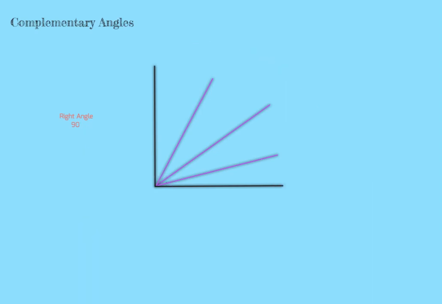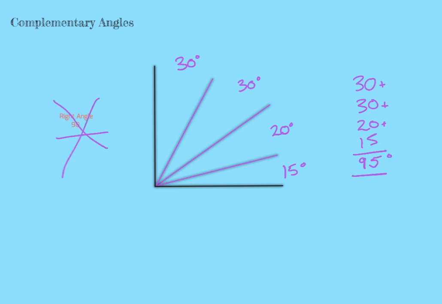All right, so if I had this here as being 30 degrees and this one here is also 30, and we can make this one 20, and then I'll make this one over here 15. Are they going to be complementary? Let's find out. 30 plus 30 plus 20 plus 15 gives me 95. So these angles here would add up to 95 degrees. Does 95 degrees equal a complementary angle? No, it does not. So in this case, it would not be a right angle. They would not be complementary.